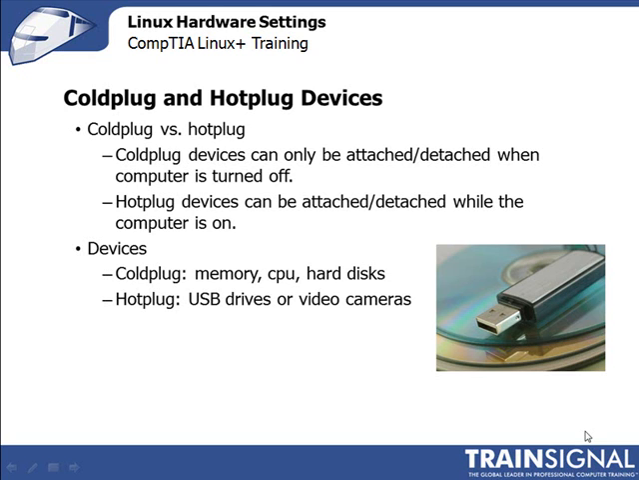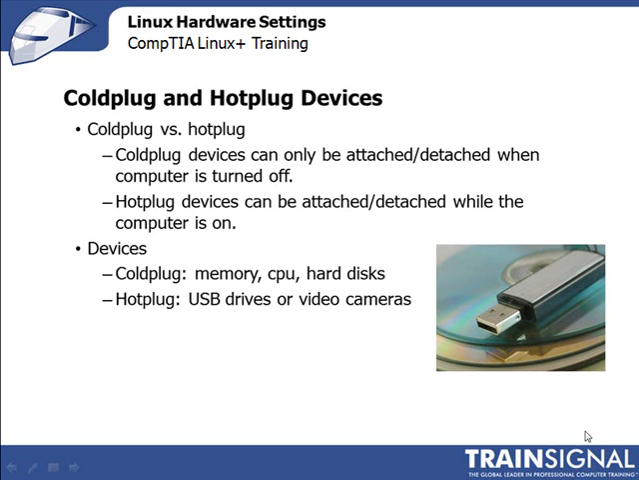But the point is, that was my first hard-earned lesson about the difference between cold and hot plug devices. The Windows equivalent term is hot swappable. So we know system hardware can be broken down into two categories, cold plug and hot plug. Cold plug devices can only be attached or detached when the computer is turned off, or is cold. Typical cold plug devices are memory, the CPU, or the hard disk.